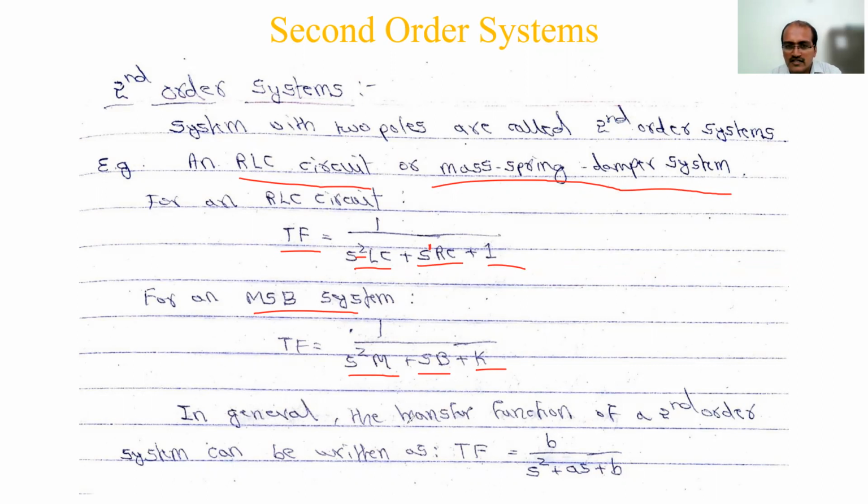Okay, in general, the transfer function of a second order system can be written as B divided by S square plus AS plus B. What this A and B value is, I will also tell you, and we will refer to it for our standard. So in general I have written A and B. It looks like this, but B and A also will have some value in the second order system for control systems.